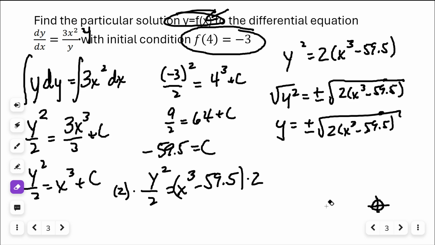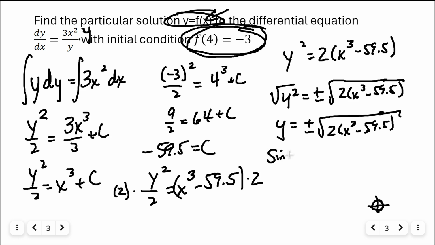So the question is, how do we make this a function? How do we decide which portion of the circle we're on? Are we on the top part of the circle or the bottom part of the circle? That's the question. The top part or the bottom part? Well, we can figure it out because we know a point that's on the circle. Where is it? Right there.